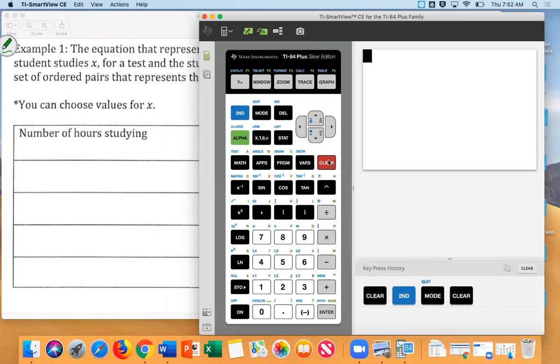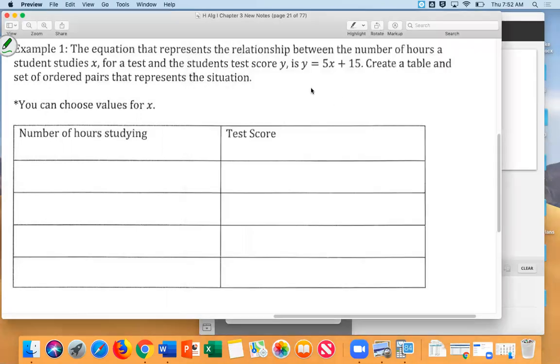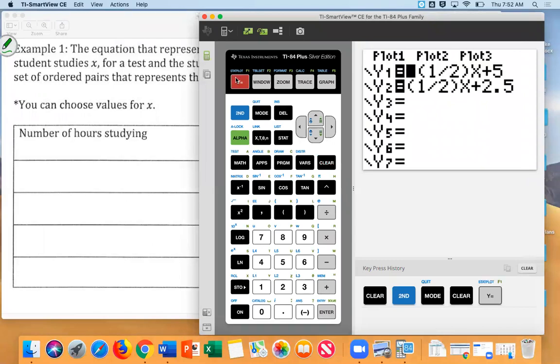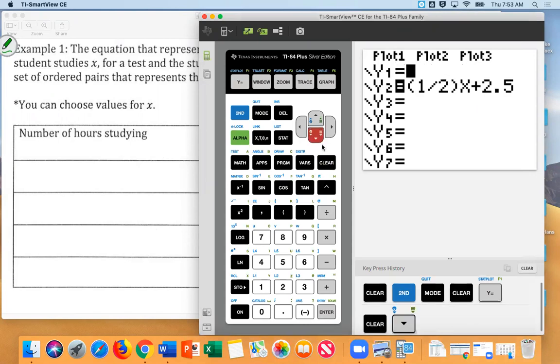So if we look back at this equation, does everybody see how this is y equals 5x plus 15? Does everybody see how it's in y equals? Whenever an equation's in y equals, you can plug it into your calculator. So in order to do this, you hit the Y equals button. It's in the top left. And now my screen looks like this. I had some stuff in here because I was working yesterday.